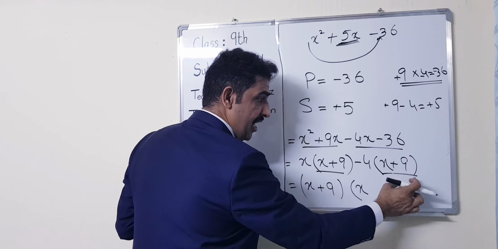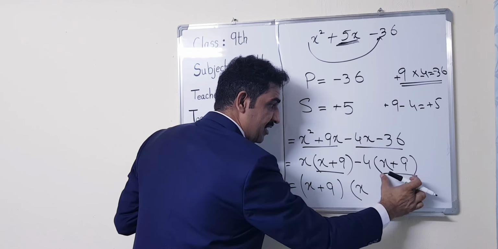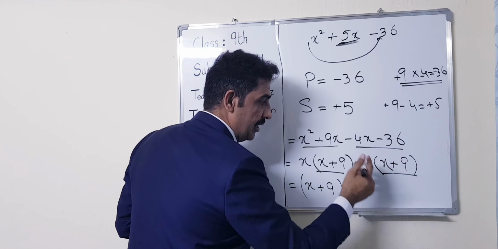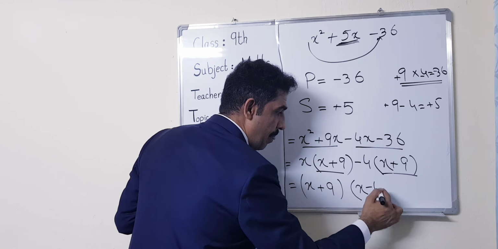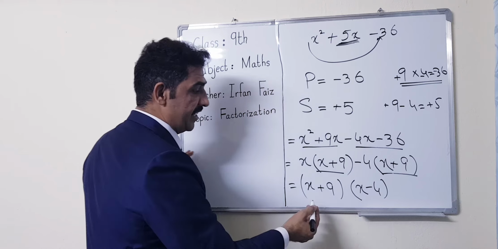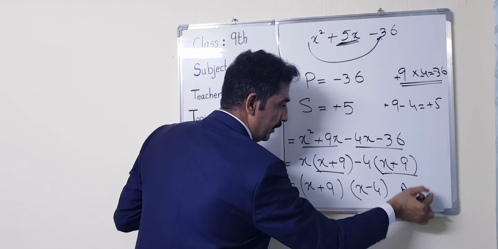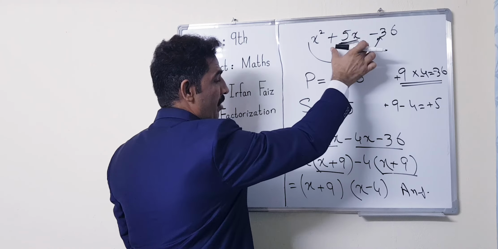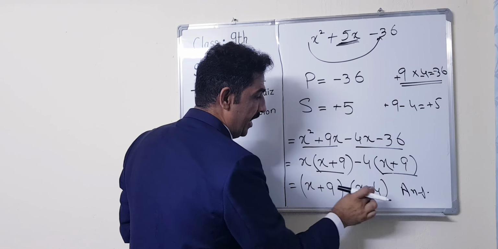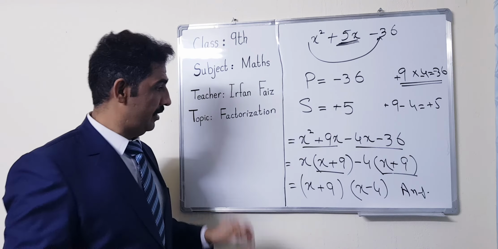And what is remaining when you take x plus 9 common? Minus 4. The final answer is x plus 9 and x minus 4, that is our final answer. This quadratic polynomial has the factors x plus 9 and x minus 4. It's final. Thank you very much.